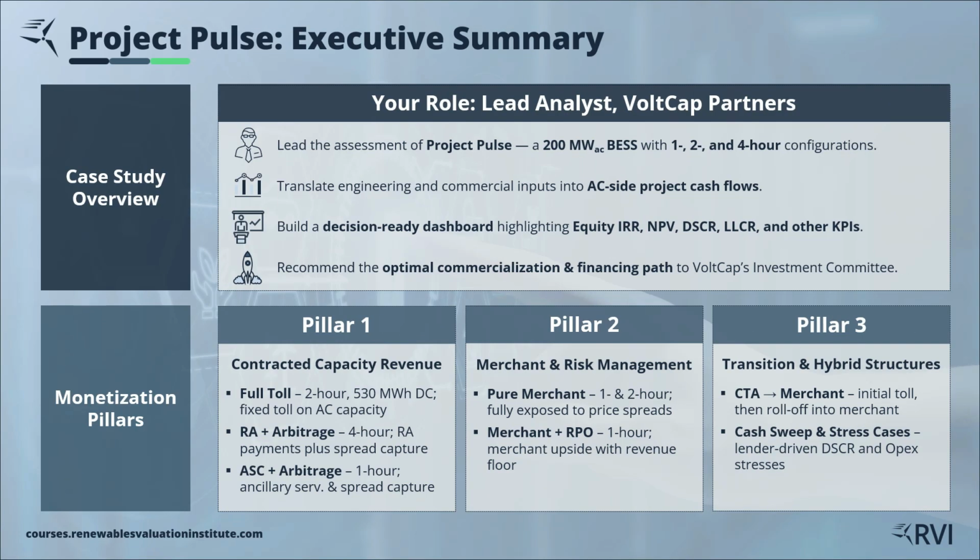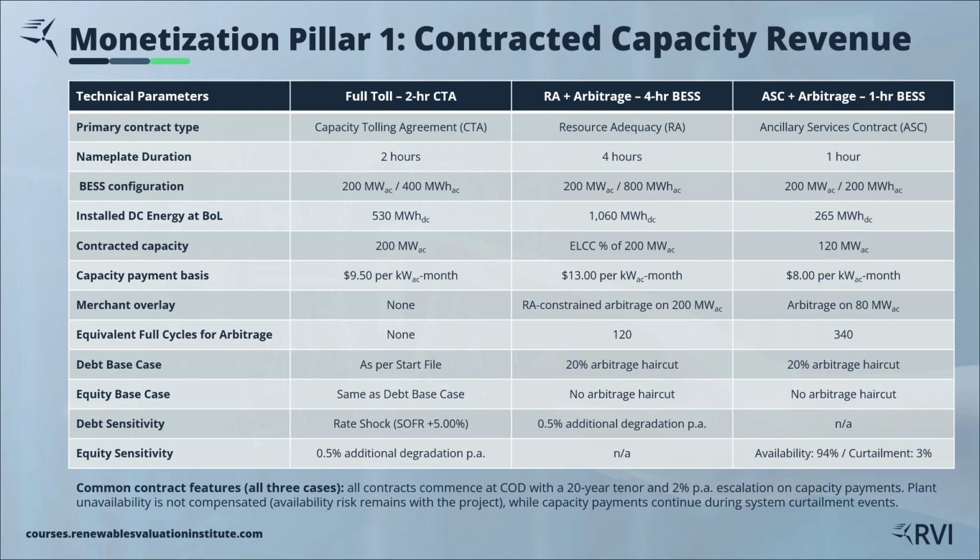And before we implement the final cases into the model, let's briefly revisit the executive summary of our case study. We have already completed the full model build. From here on, our task is to run scenarios across the 3 monetization pillars and assess how equity returns, coverage ratios, and risk profiles change. In this lesson, we will start with monetization pillar 1, contracted capacity revenue.